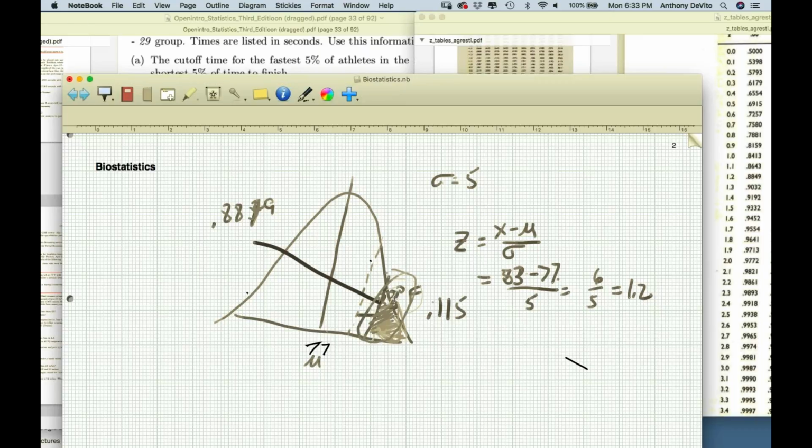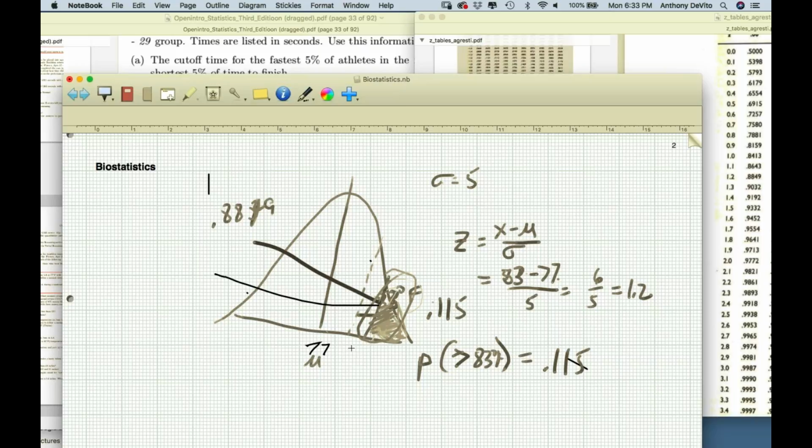So the probability of getting a temperature that's greater than 83 degrees is going to be equal to 0.115. Let me show you a quick little trick here. The area to the left of this z-score is 88.49, leaving us roughly with 0.115. Well, I had to do a subtraction. I had to subtract this from 1 in order to get that 0.115.